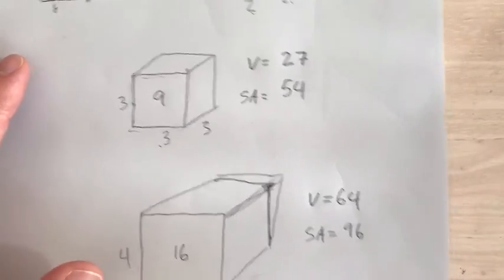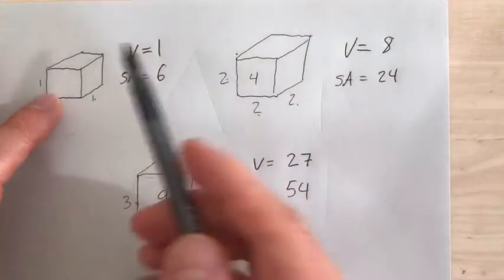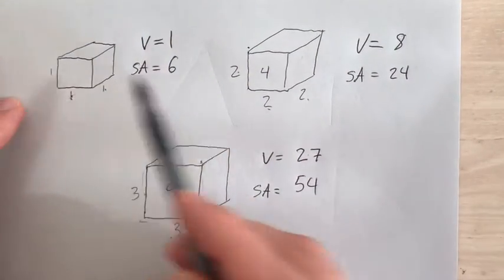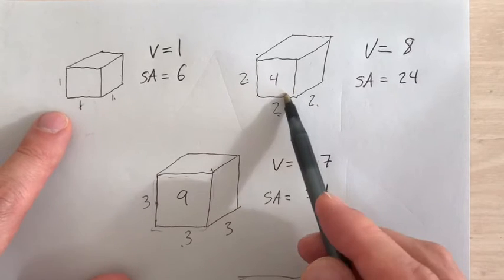Well, here's why. If you're comparing the ratios between this shape and this shape, how many times bigger is this shape to this shape?